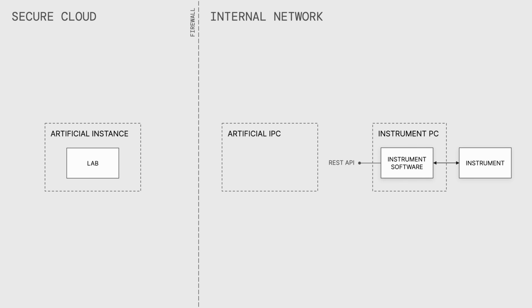To access that REST API, we'll work with you or your IT department to install an industrial PC, or IPC, in that secure network environment that can connect to both the REST API and your artificial instance. The code that makes and manages those connections is called an adapter. The adapter gets built into a container image that is deployed and run on that IPC.